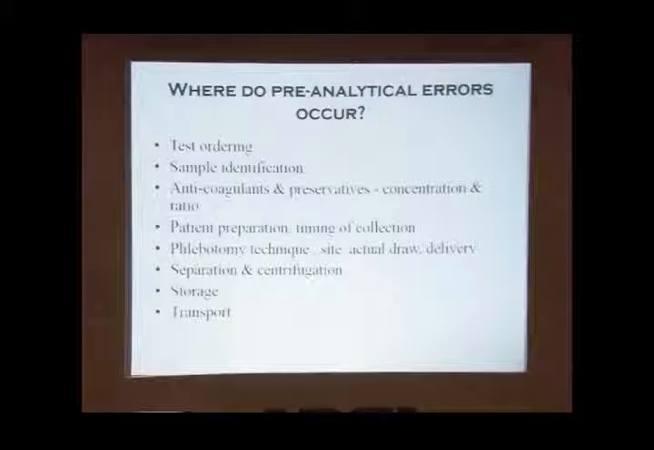Now, where do the pre-analytical errors occur? Sometimes a wrong test could have been ordered, but nowadays this is classified as pre-analytical error. The physician who ordered the test itself has made a mistake. He has ordered the wrong test. So that is a pre-analytical error. Then comes the sample identification. You identify the sample wrongly. Anticoagulants and preservatives concentration and the ratio is wrongly added. Patient preparation, timing of collection, phlebotomy technique, site, actual draw, delivery, separation and centrifugation, storage and transport. So in all these areas, errors could occur.